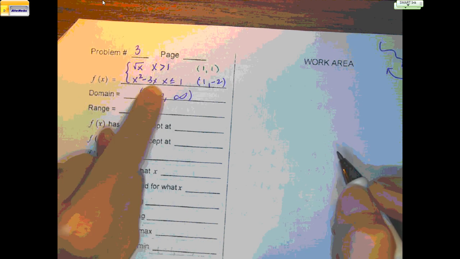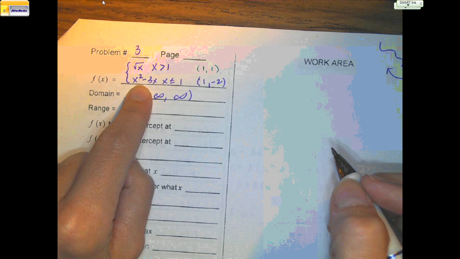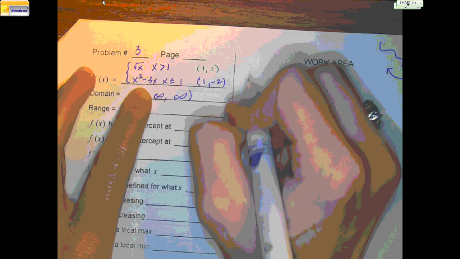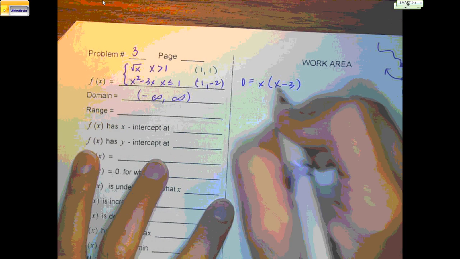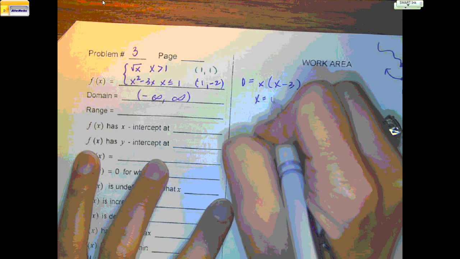I just realized I messed up. Let's check this out. I factor 0 and 3, right? Is x allowed to be 0? Yes. Is it allowed to be 3? No. So we just have one place. So we would say at 0, 0 is the only one we're left with.